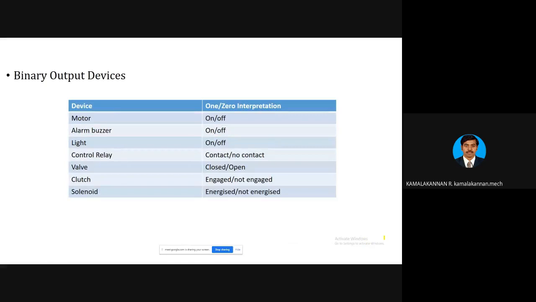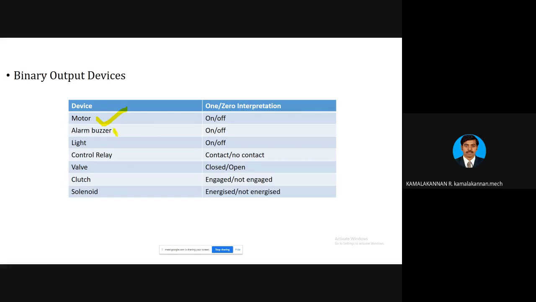Next one is binary output devices. What might the output devices be? For example, a motor. What happens when you are filling the tank? Once it gets filled, you have to switch off. When the water goes beyond a certain level, you have to switch on. So the motor has an on-off condition interpretation with the PLC.